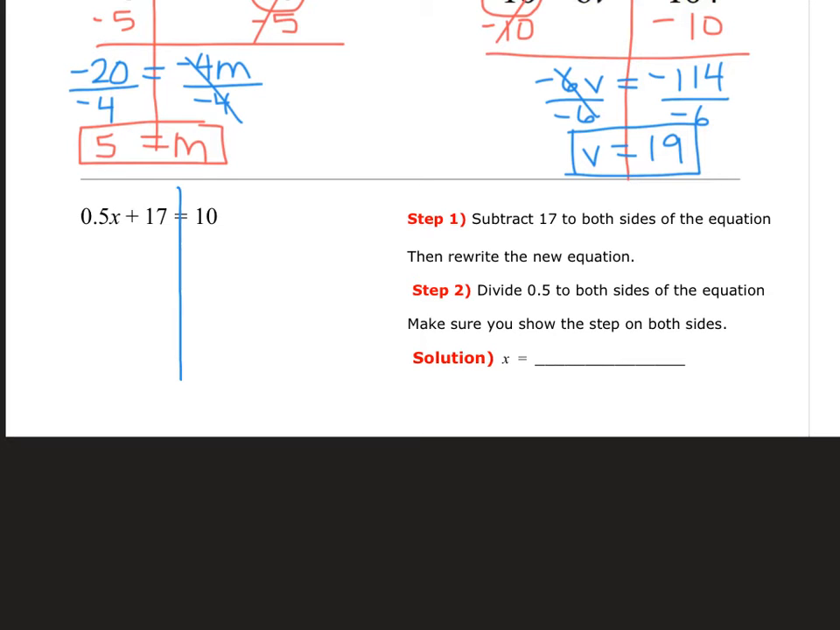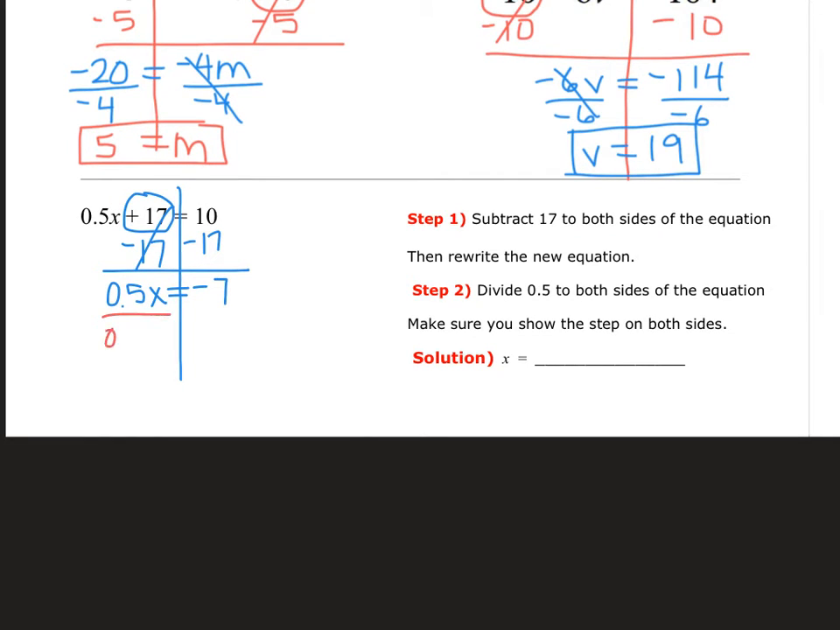All right, so 0.5x plus 17 equals 15. On the side that has the variable, the 17's got to go first. So +17 would cancel out with a -17. Cross those out, bring down what is still on the left side. So 0.5x equals 10 minus 17 would give you a -7.